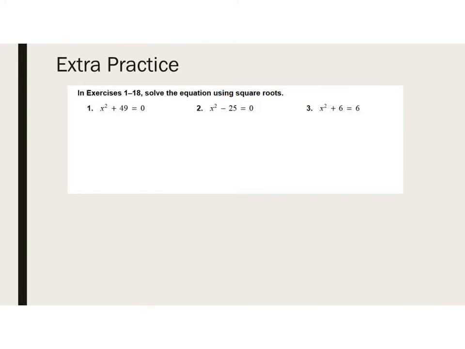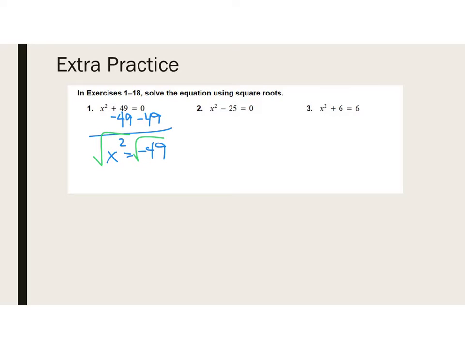So let's turn to our extra practice and get started. There's really 2 steps. Step number 1, get x squared by itself. On number 1 here, I'm going to subtract 49 from both sides. X squared equals negative 49. That's step 1. Step 2, I'm going to square root both sides.